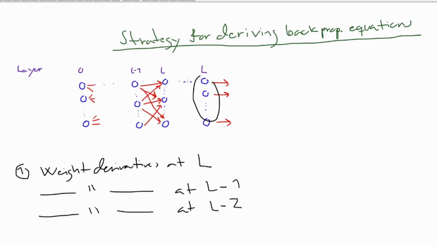Then we're going to step back one more layer and find weight derivatives at L minus 1 and then at L minus 2. We'll then look for some pattern between these derivative expressions across the network layers and use it to our advantage to find an expression for all weight derivatives.